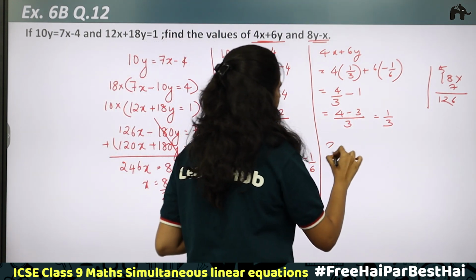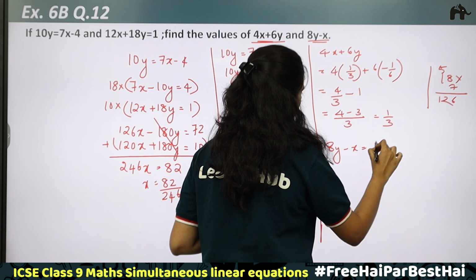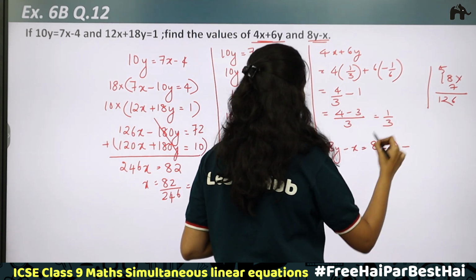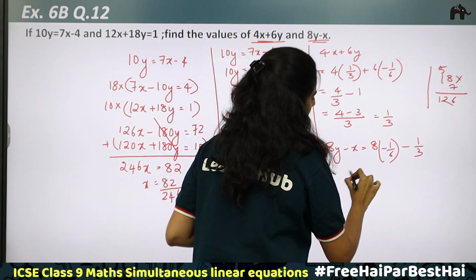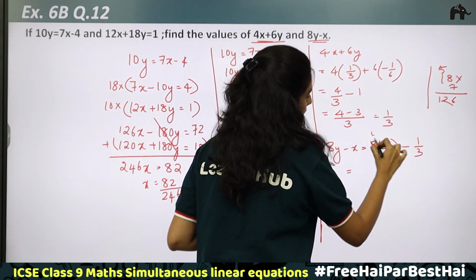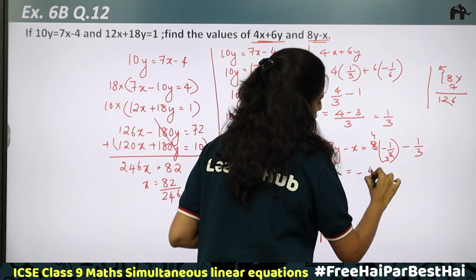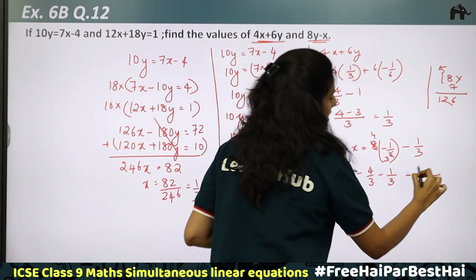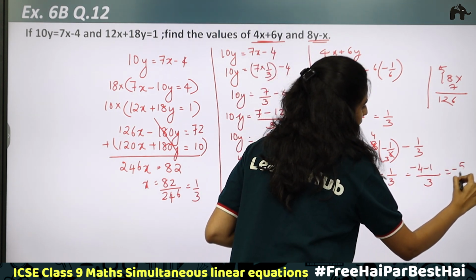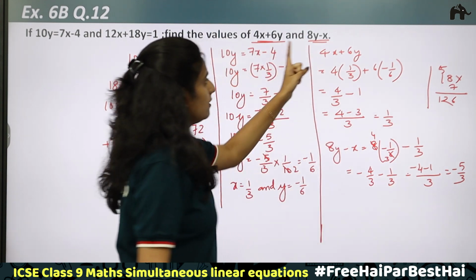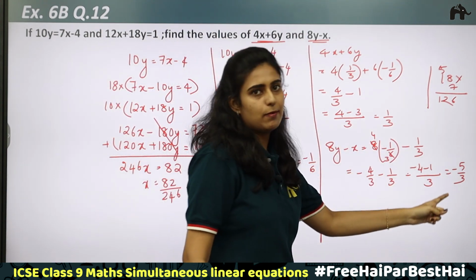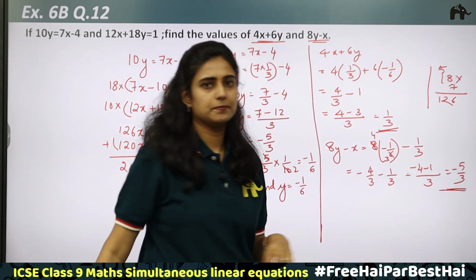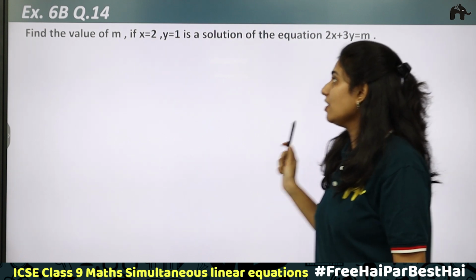Next, we have to find 8y minus x, equal to 8 into minus 1 by 6 minus 1 by 3. Here, we can cancel. This becomes 4 and 3. So, minus 4 by 3 minus 1 by 3. 3 in the denominator, minus 4 minus 1, which is minus 5 by 3. So the value of 8y minus x is equal to minus 5 by 3. Minus 5 by 3 and the other one is 1 by 3. Clear?